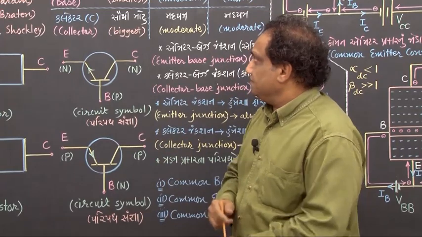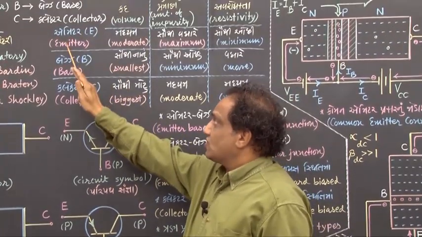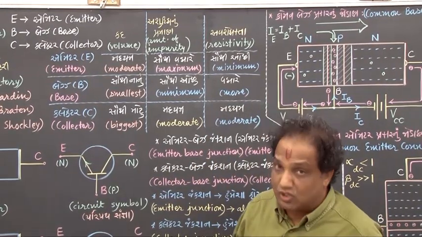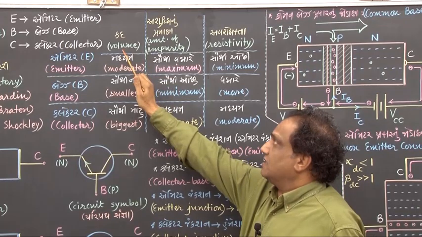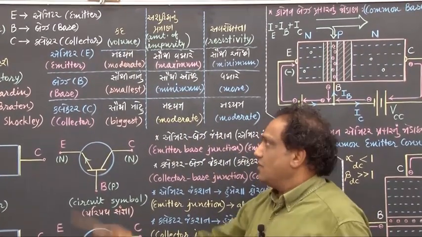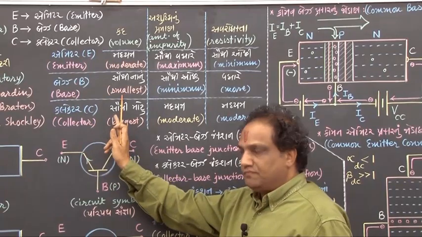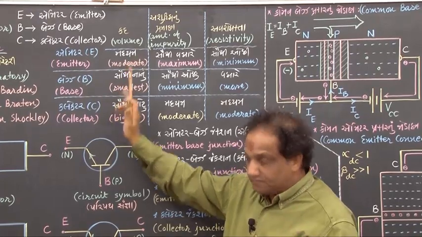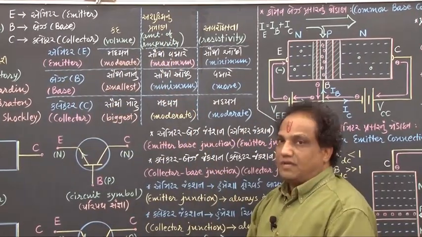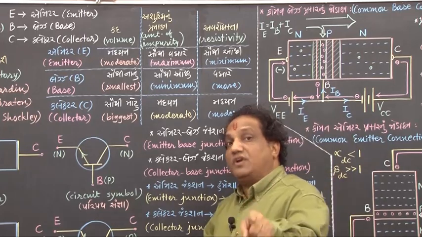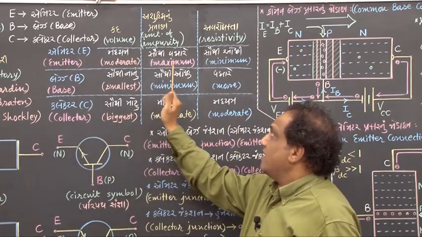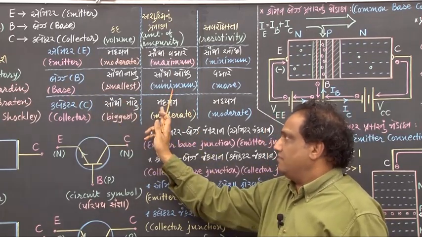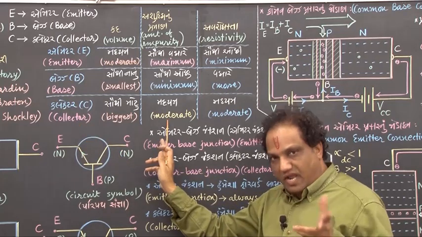Now these three parts of the transistor, emitter, base and collector, differ in other aspects also. First aspect, let us compare their volume. As I said, base has the smallest volume, collector has the biggest volume and emitter has moderate volume. What about the amount of impurity? The amount of impurity added in emitter is found to be maximum. The amount of impurity added in base is minimum, and for collector it is moderate.